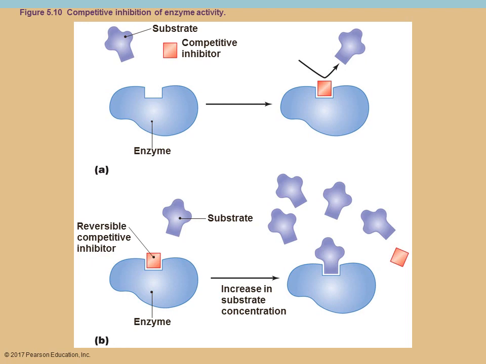A competitive inhibitor is one that competes directly with the substrate for that active site. It is shaped such that it can also fit in the same active site that the substrate would fit in. And it basically becomes who gets there first. If the substrate gets there first, the reaction occurs. If the inhibitor gets there first, it blocks the substrate from getting in. As you can see, once the competitive inhibitor binds, there's no way the substrate can bind in there.